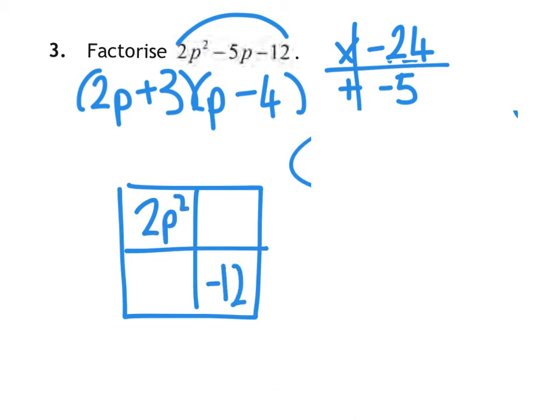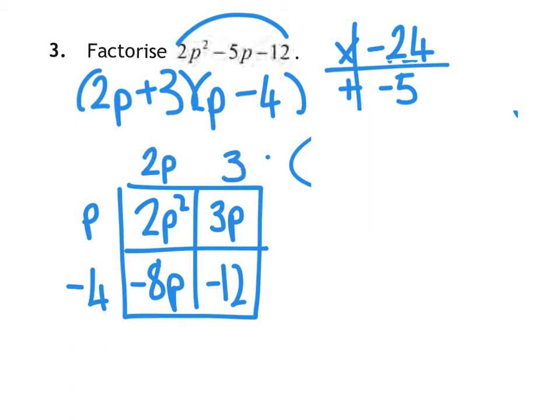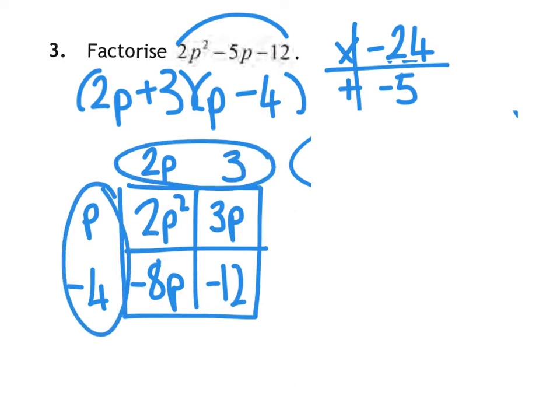Numbers that multiply to 24 and add to 5 are 3 and 8. So to get minus 5, that would be 3p and it would be take away 8p. Then we look for things in common. If I go with the top row, there's a p in common. Bottom row, they both divide by minus 4. The first column, there's a 2p in common and they both divide by 3. There's your 2p plus 3 bracket. There's your p minus 4 bracket. So again, you might not be taught either of those two ways, but that's the way I sometimes teach.